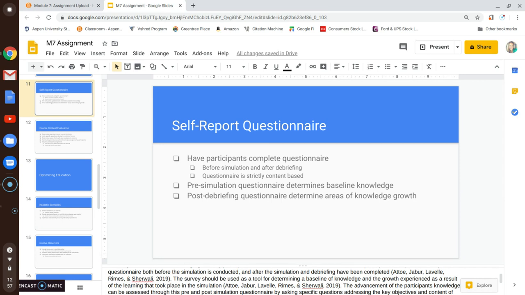The advancement of the participants' knowledge can be assessed through this pre- and post-simulation questionnaire by asking specific questions addressing the key objectives and content of the scenario. The pre-scenario questionnaire will determine the knowledge baseline for participants, and the post-debriefing questionnaire will serve as a tool for evaluating the areas in which the participant gained clinical knowledge and skills as a result of the simulation.